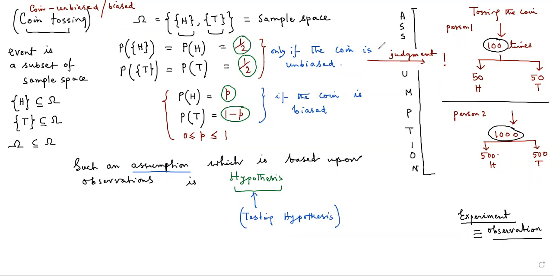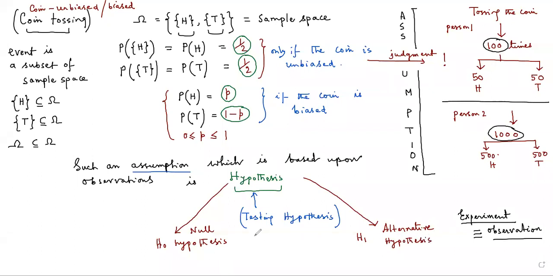Now, there are two types of hypothesis. One type is called the null hypothesis. It is denoted by H0. And another type of hypothesis is called the alternative hypothesis. It is denoted by H1. These two hypotheses are complementary to one another. So if the null hypothesis is true, then the alternative hypothesis is false. If the alternative hypothesis is true, then the null hypothesis is false.